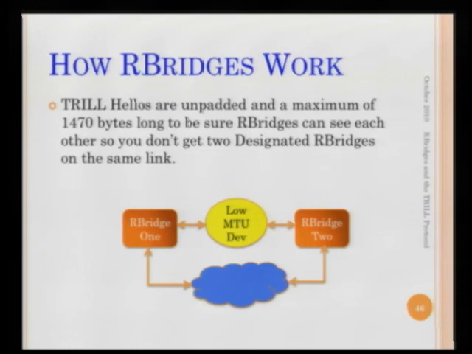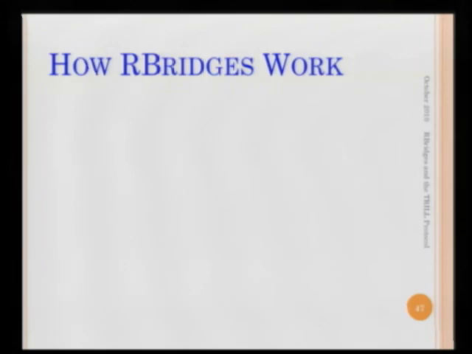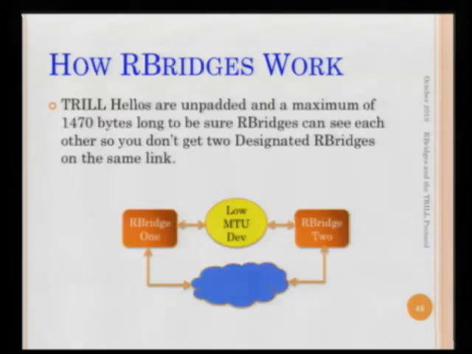And TRILL wants to be sure that the RBridges can see each other, so it will know that there's more than one on this link, and they can arbitrate appropriately and avoid loops. It wants only one of them to be the designated RBridge, and that's the one that's going to figure out who's going to handle native frames for each VLAN.